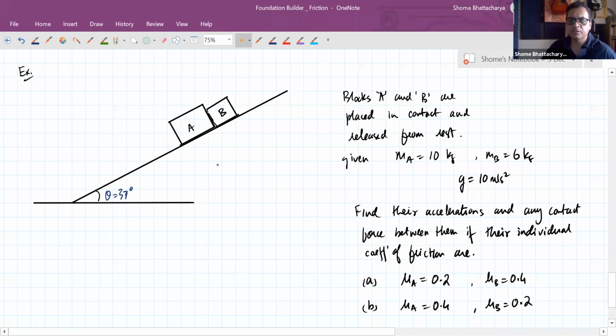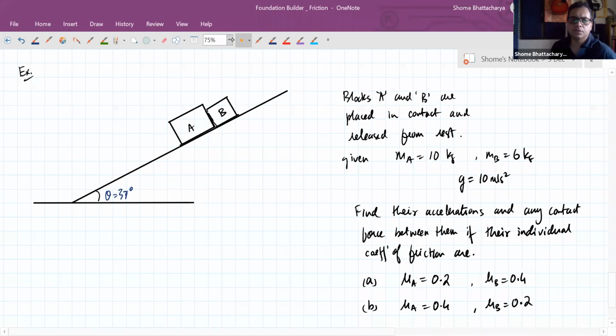So not only do they have different mass, with one heavier than the other, but they have different coefficients of friction, because the coefficient of friction depends on both the material of the object as well as the material of the surface on which the object is placed. In one case, A and B have coefficients of friction 0.2 and 0.4. In another case, they have 0.4 and 0.2. In each case, we have to find out how much their acceleration is and if there is any contact force between the blocks.